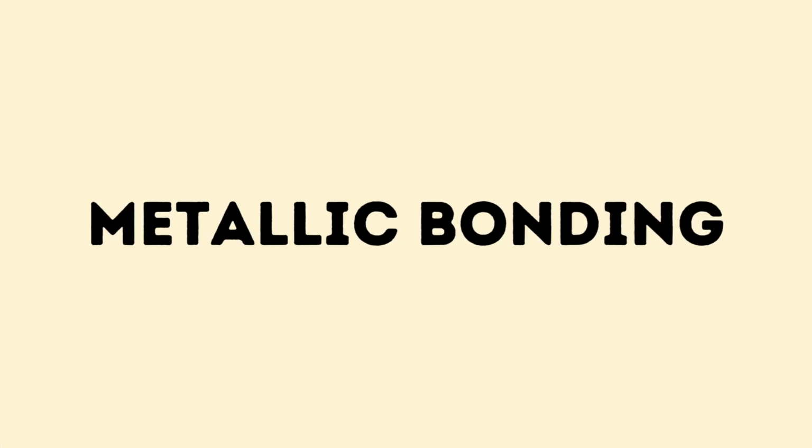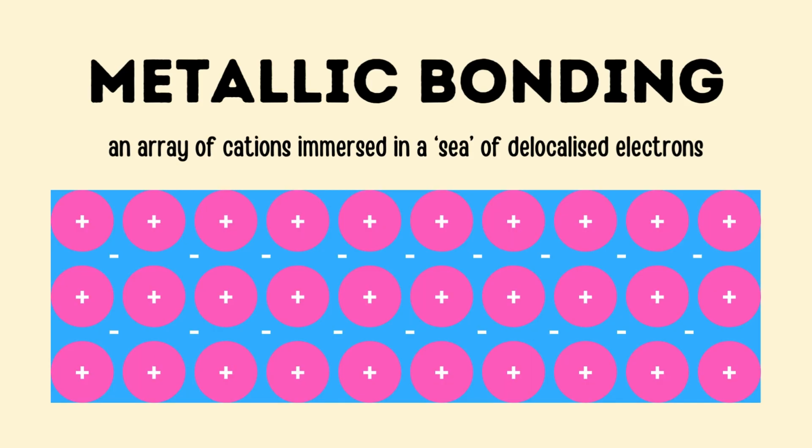Finally, let's look at metallic bonding. So what is a metallic bond? A metallic bond is an array of cations, positive ions, immersed in a sea of delocalized electrons.